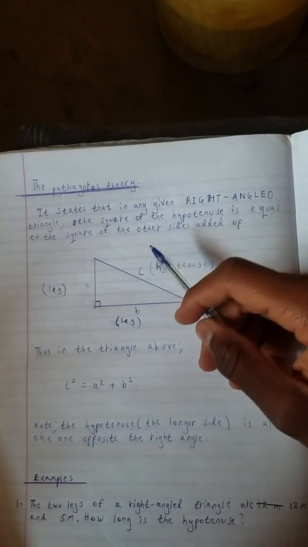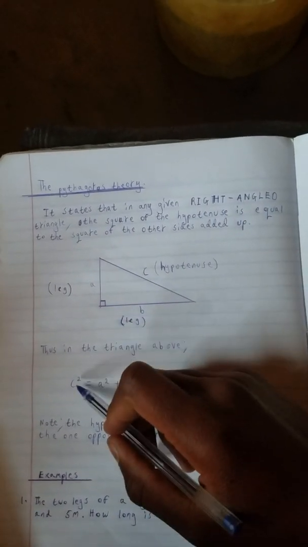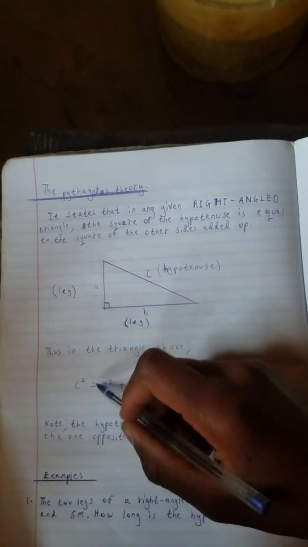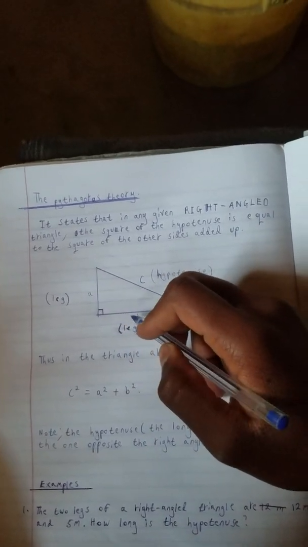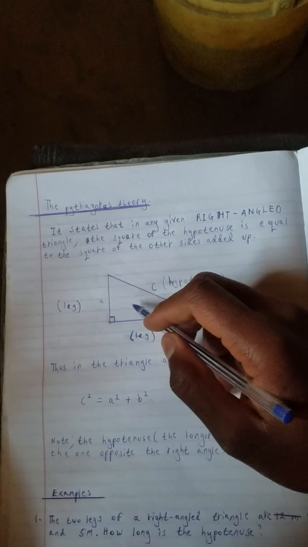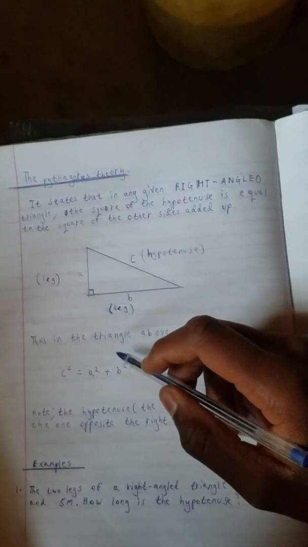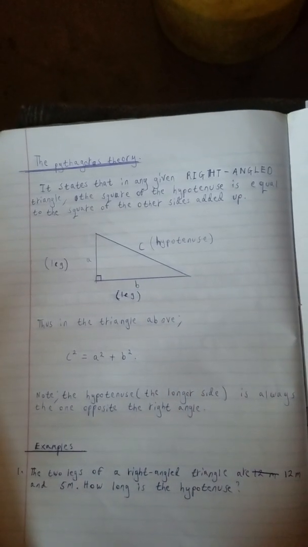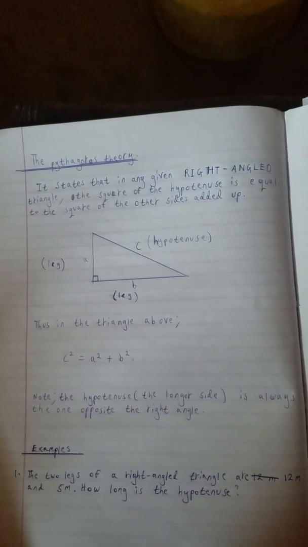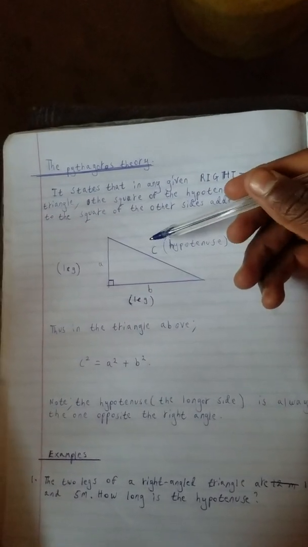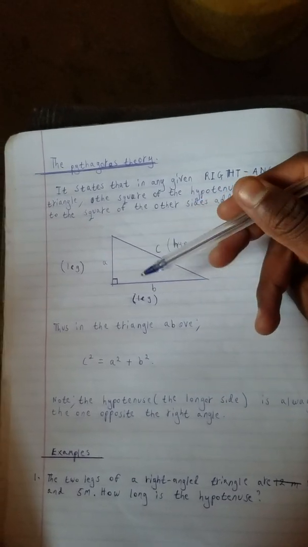So it tells us that in any given right angle, the square of the hypotenuse, so let's square the hypotenuse, which is C squared, is equal to the square of the other two sides, which is A squared and B squared added up. So that means A squared plus B squared. And we have our Pythagoras theory formula: C squared equals A squared plus B squared. It's actually not that difficult. And just a piece of information, side C, the side opposite the right angle, is called the hypotenuse. And the other two sides are called the legs of the triangle.